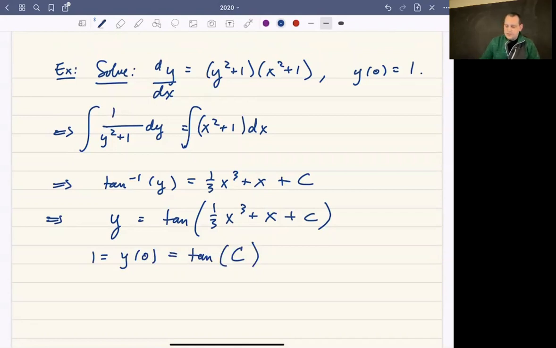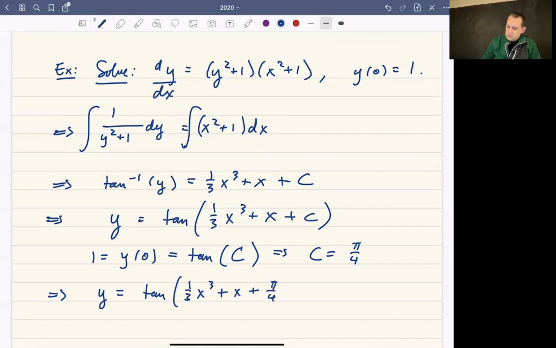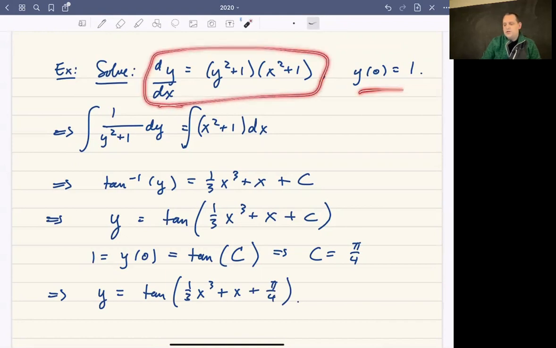So this is, it turns out, going to end up giving us c is pi over 4, because pi over 4 is the angle where tangent is 1, or it's the angle where sine and cosine are equal. And yeah, so pi over 4, that tells us that our equation is going to have the solution y is tangent of 1/3 x cubed plus x plus pi over 4. Okay, and it turns out that that's the function satisfying this differential equation with this initial value.